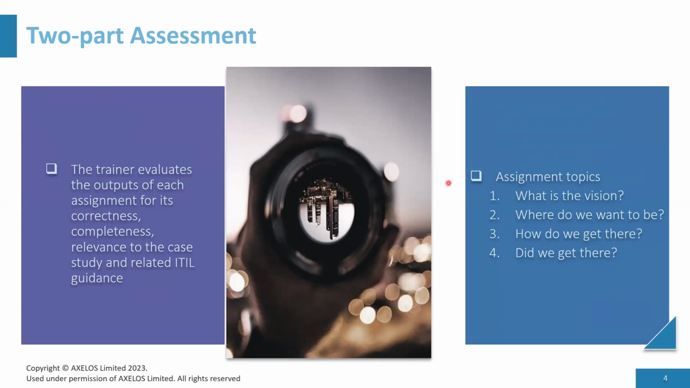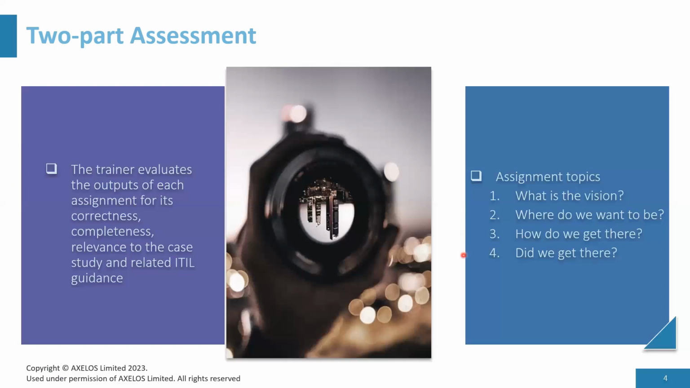The assignment topics are related to the 4 steps of the continual improvement journey of ITIL from a sustainability perspective, as you are learning in the course. The first assignment is related to answering the question, what is the vision? The second one is about where do we want to be? The third one is about how do we get there? And the fourth one is, did we get there?